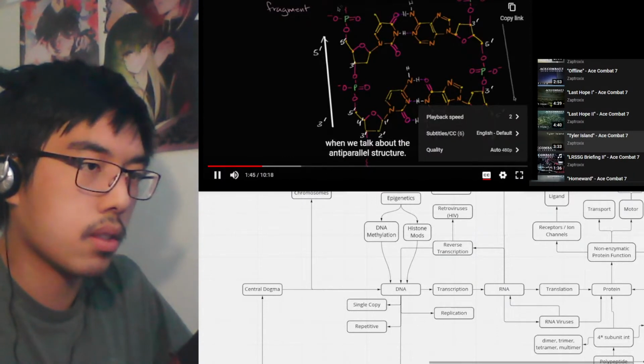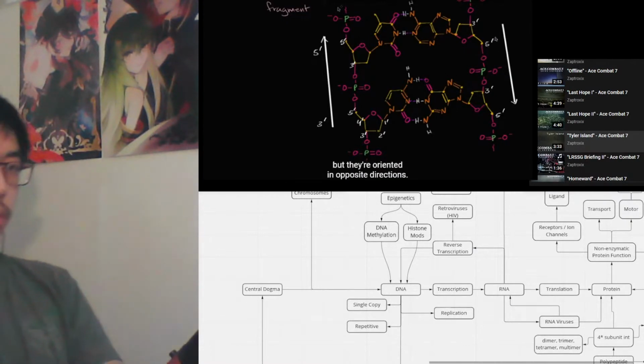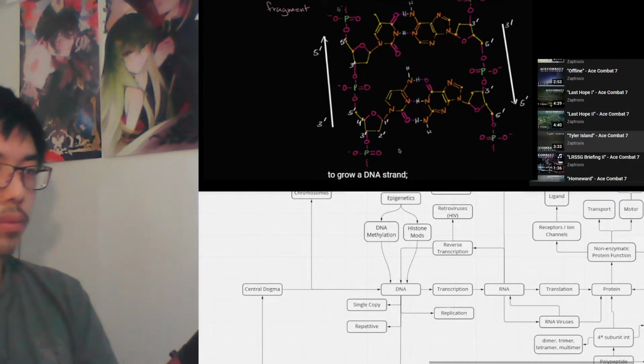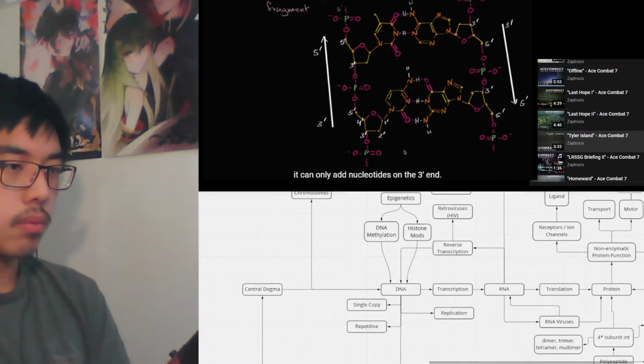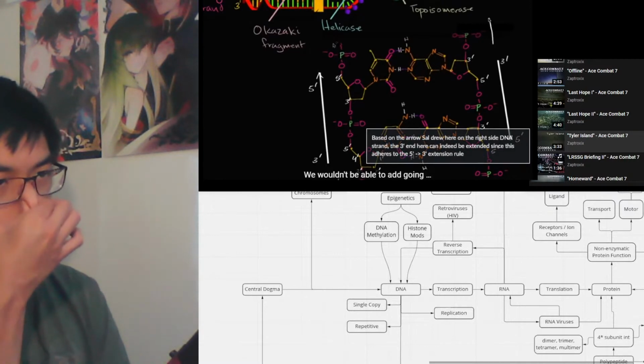And so this is just what we're talking about when we talk about the anti-parallel structure. These two backbones, these two strands are parallel to each other, but they're oriented in opposite directions. So this is the 3' end, and this is the 5' end. And this is going to be really important for understanding replication because the DNA polymerase, the thing that's adding more and more nucleotides to grow a DNA strand, can only add nucleotides on the 3' end. So if we were talking about this right over here, we would only be able to add going that way. We wouldn't be able to add going that way.